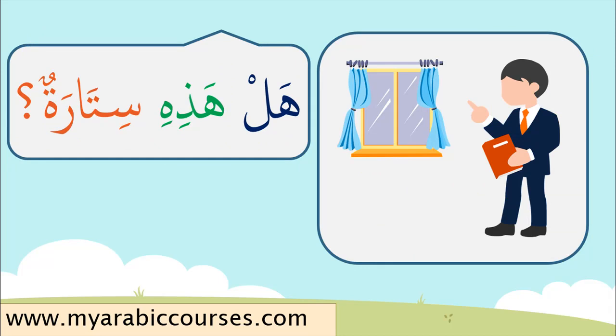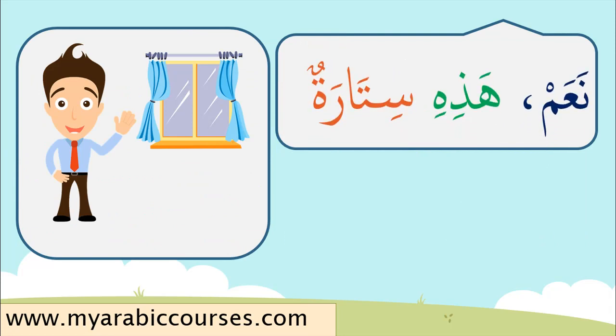هل هذه ستارة؟ Is this a curtain? Let's break the sentence into two. هل and هذه ستارة. هذه ستارة means this is a curtain. So when we add هل, هل is used to know whether something is true or false. So I say هل هذه ستارة؟ Is this a curtain? نعم هذه ستارة. Yes, this is a curtain.